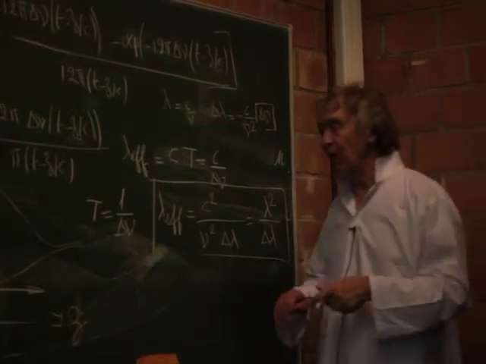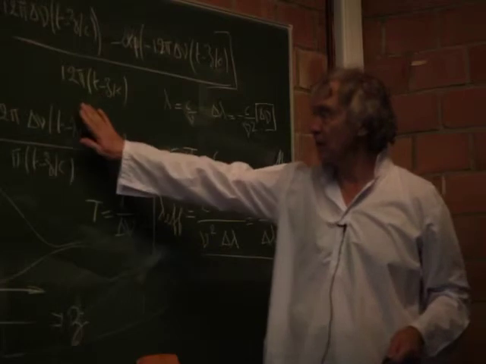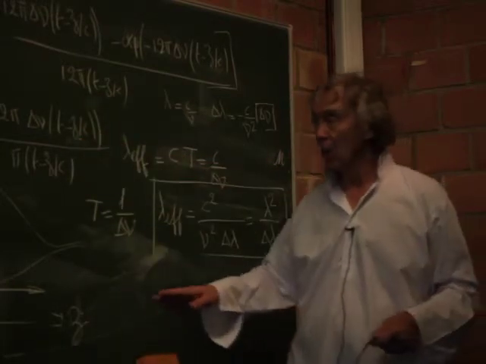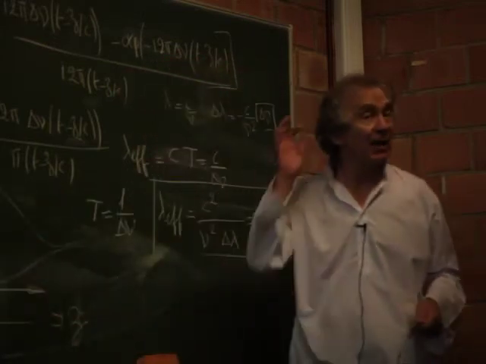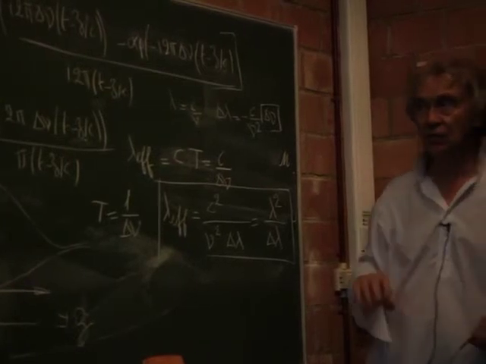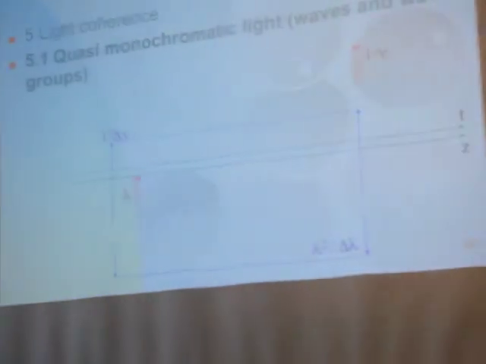Rather than before, when we were freezing the space coordinate and just representing things along the time axis, what I had represented as a period is the time of coherence. So these are the two notions. So any question on that? No?